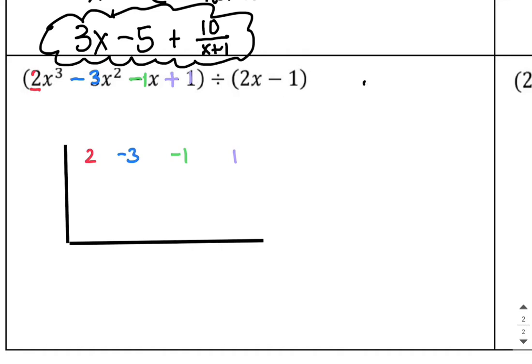Then I know the number on the outside is whatever makes this equal to 0. So 2x minus 1 is equal to 0. I add 1 on both sides, I get 2x is equal to 1. I'm going to divide by 2. I know x is 1/2. So my zero is 1/2, and that's the thing that's going to go on the outside.